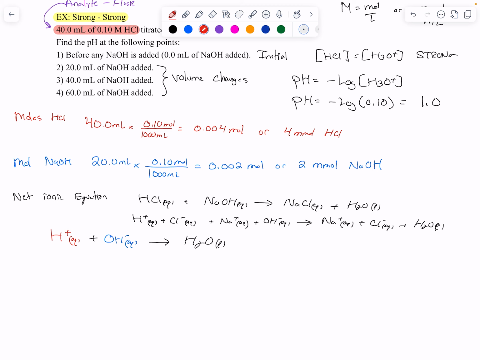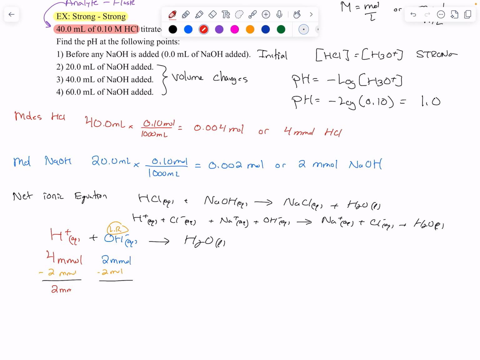And we're starting with 4 millimoles of H plus and 2 millimoles of hydroxide, or 0.004 and 0.002 moles, however you want to do it. Well, the limiting reactant is hydroxide. So we're going to minus the 2 millimoles, minus 2 millimoles, and nothing on the product side. So at the end, we have 2 millimoles of H plus in the solution and no hydroxide.